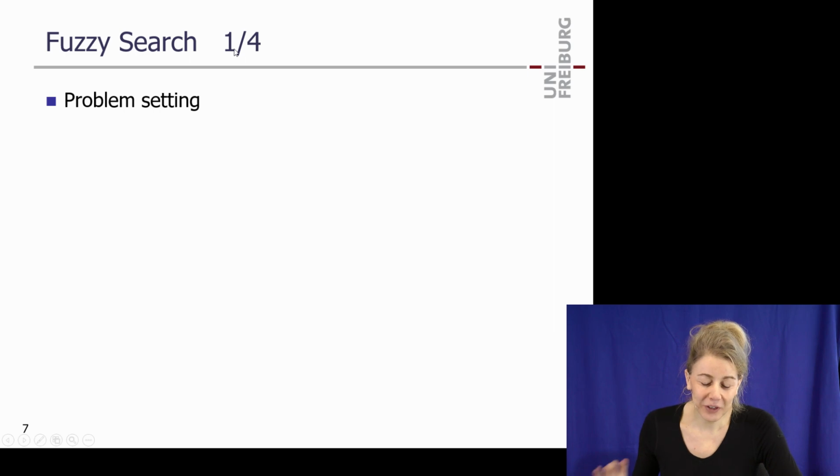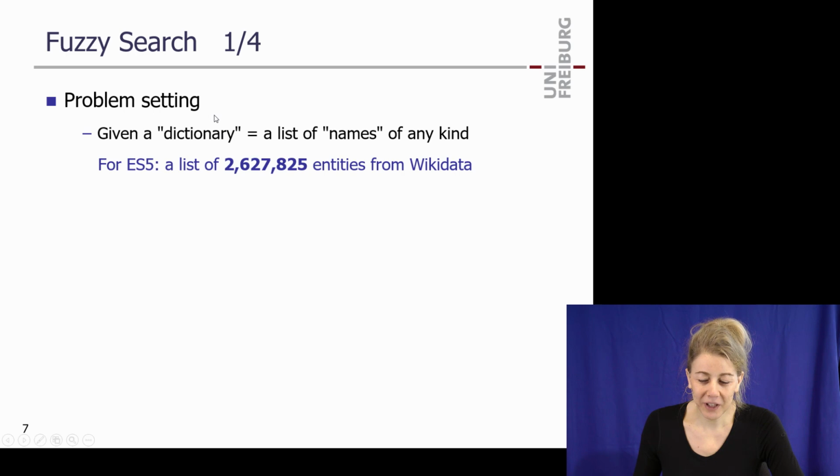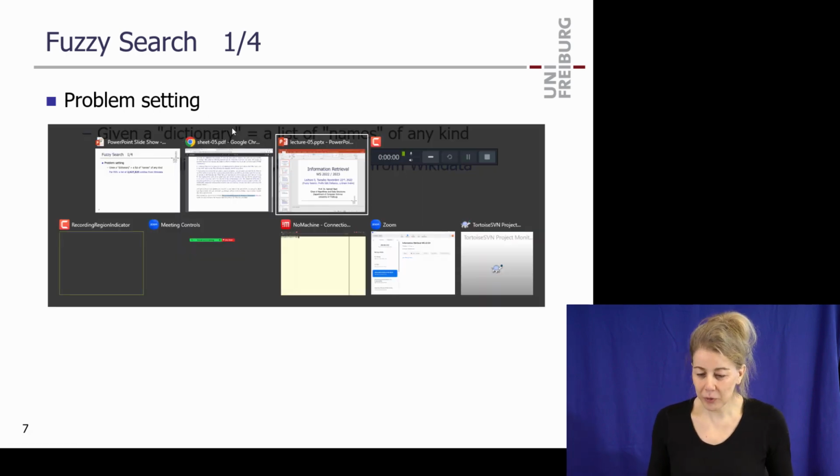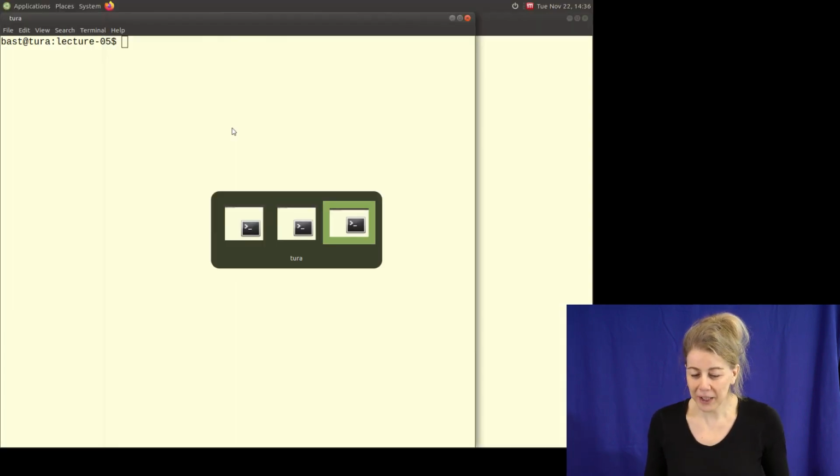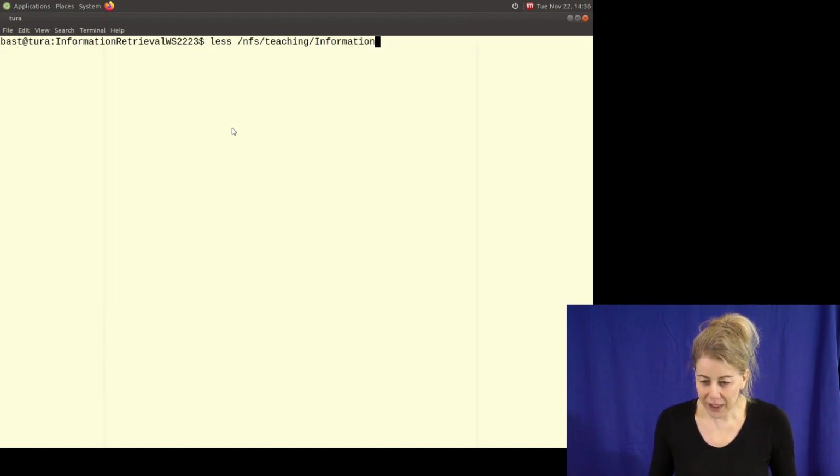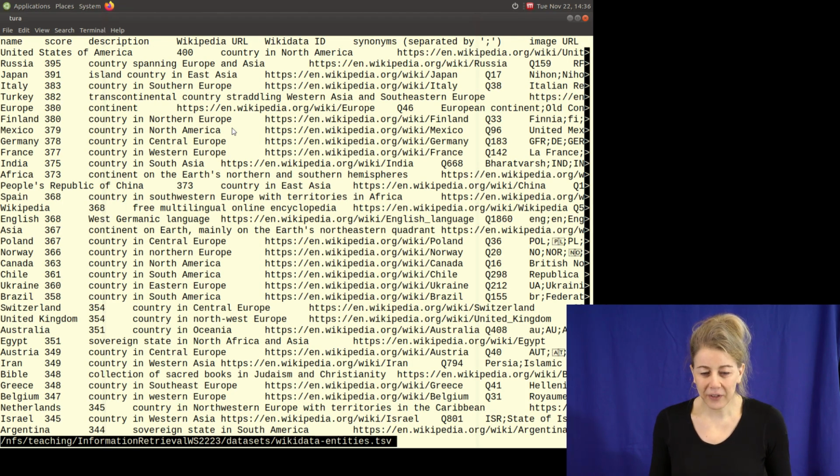Fuzzy search. So it's a super nice lecture today. More mathematics in the lecture, more practical in the sheet. I hope you like that. So the problem is, you're given, and let me show, we will also do maybe a little coding in the end, maybe not. We have this beautiful data set, which is linked on the page I've shown you in the very first lecture, information retrieval in the winter semester. This one, data sets, Wikidata. Here's the data set.